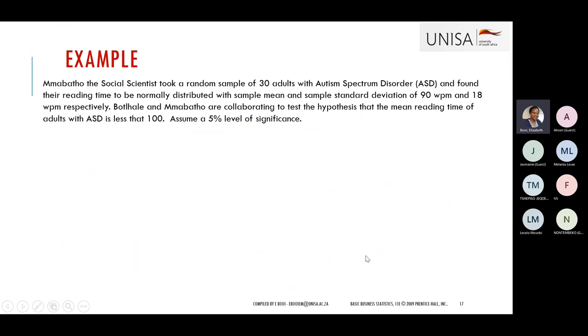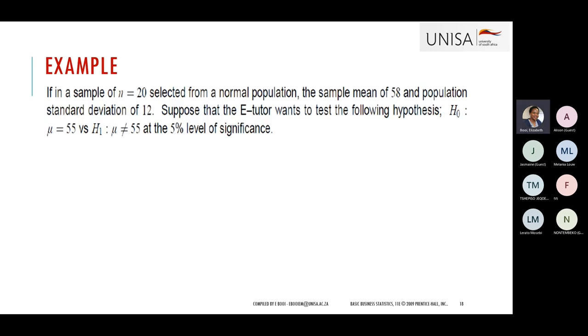So let's look at this question that we have here. Mabato, the social scientist, took a random sample of 30 adults with autism spectrum disorder and found their reading time to be normally distributed with the sample mean. Actually, this example is going to disadvantage me because I don't have your t-test table. Let's look at this one, which probably doesn't require a t-test.